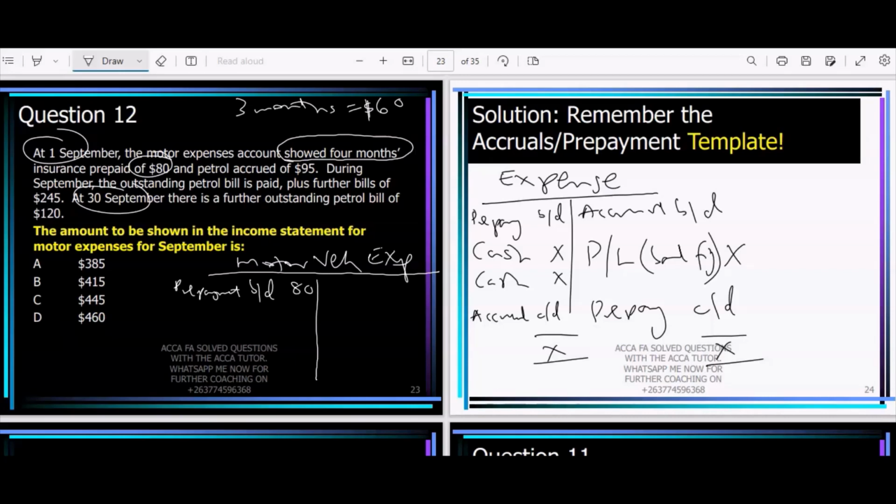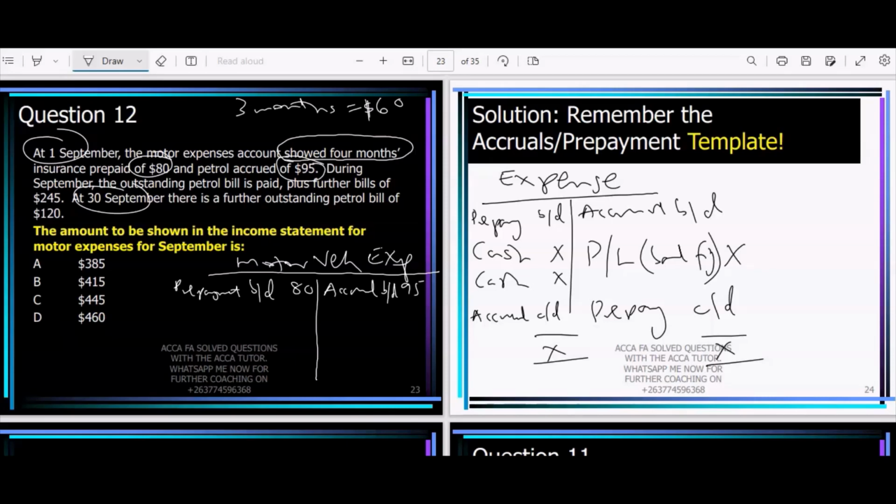So we have identified the prepayment of 80, and do we have any accrued expense BD? Yes, petrol accrued of 95. So at the start of the period, we had an accrual of $95. And I say that you put this figure on the credit side, the accrual BD.